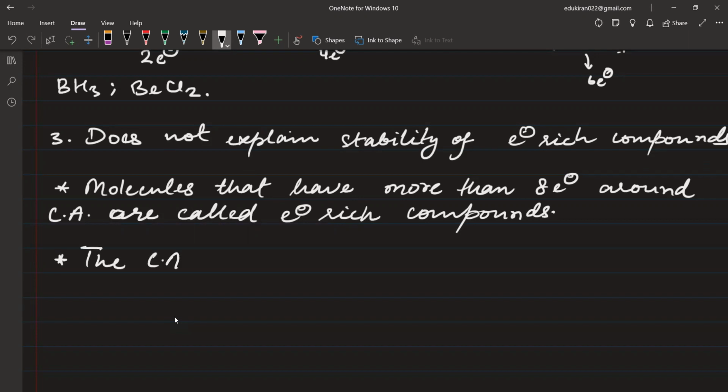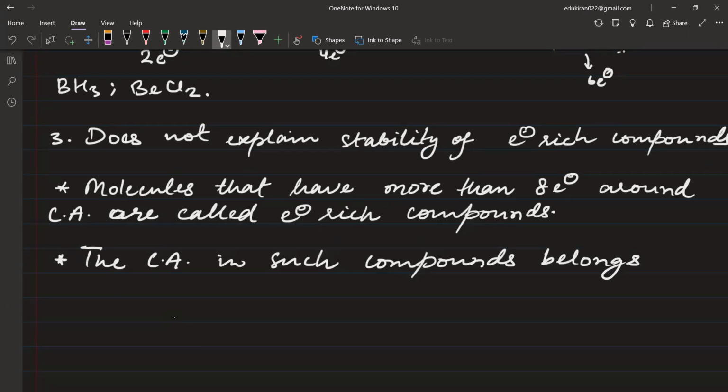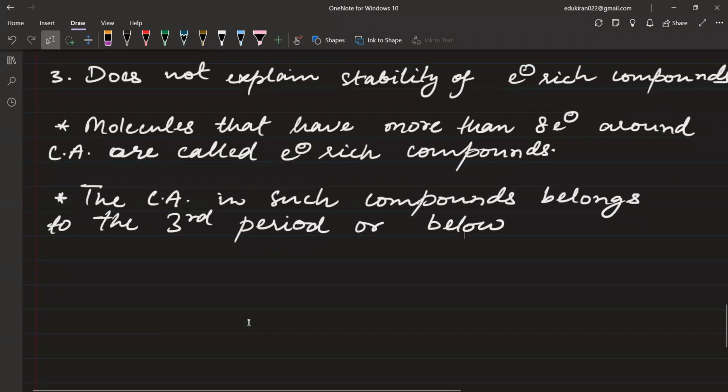The central atom in such compounds belongs to the third period of the periodic table. Okay, the third period or below. या फिर उसके नीचे, third period and onward, 4th, 5th. As you know that they have the D subshell, right? And when they have D subshell, they can expand their octet.